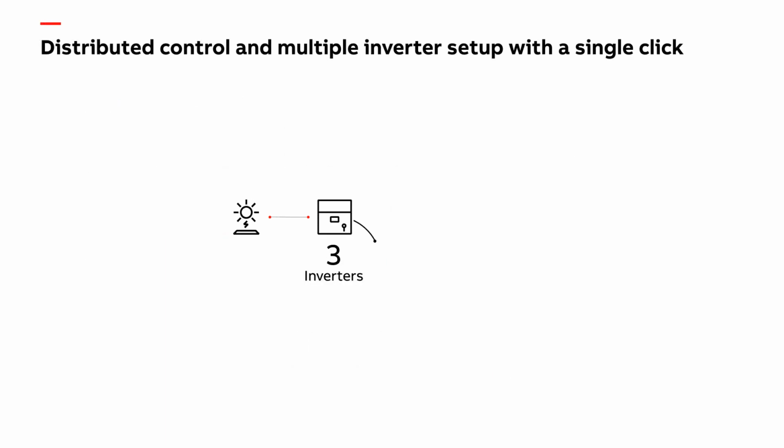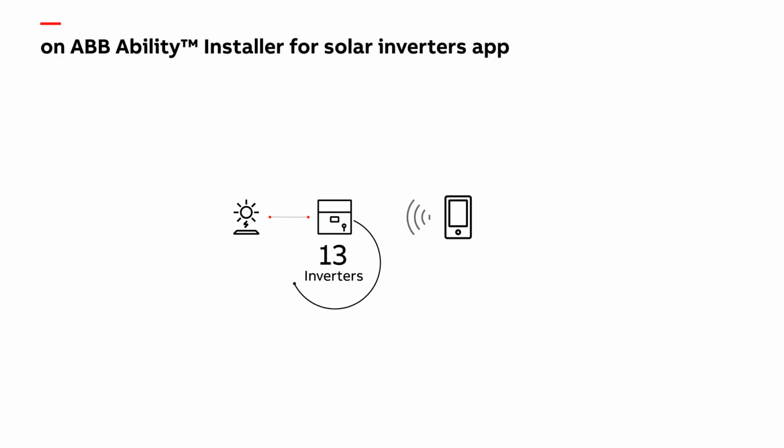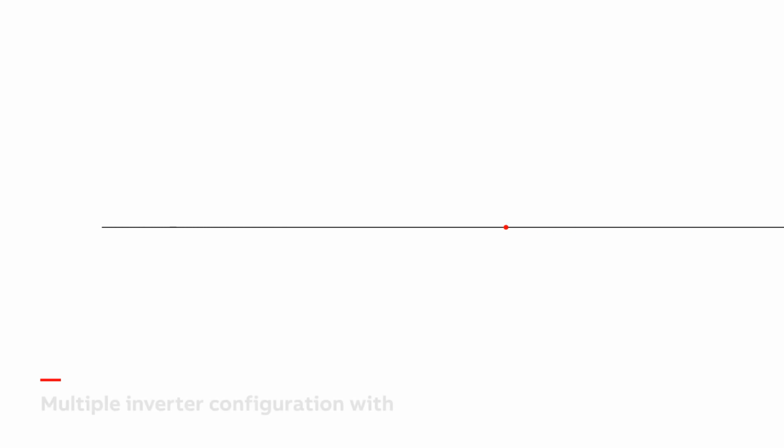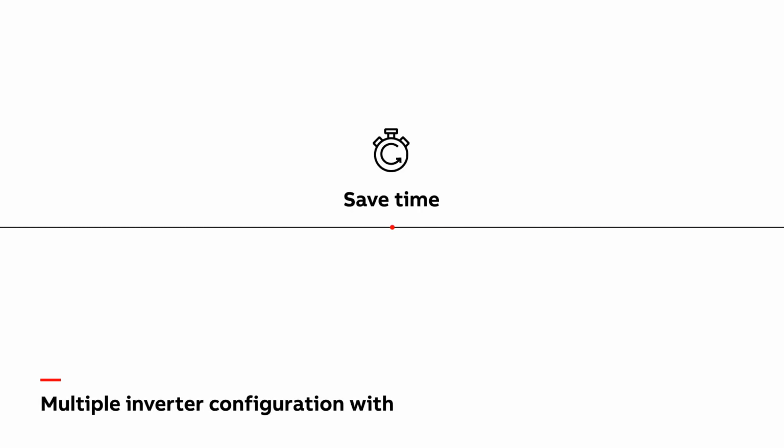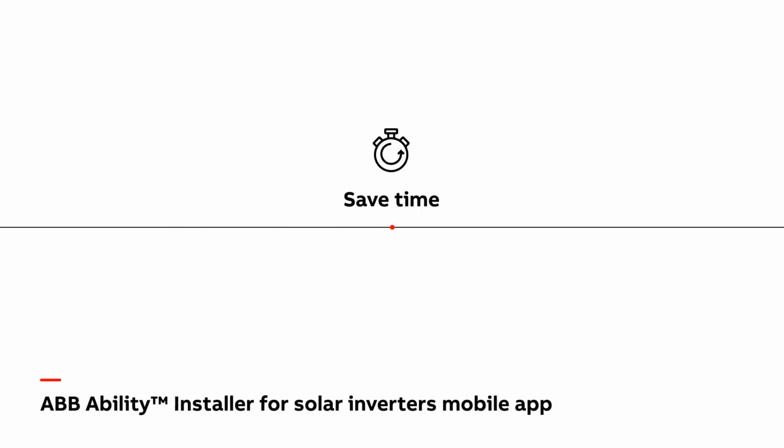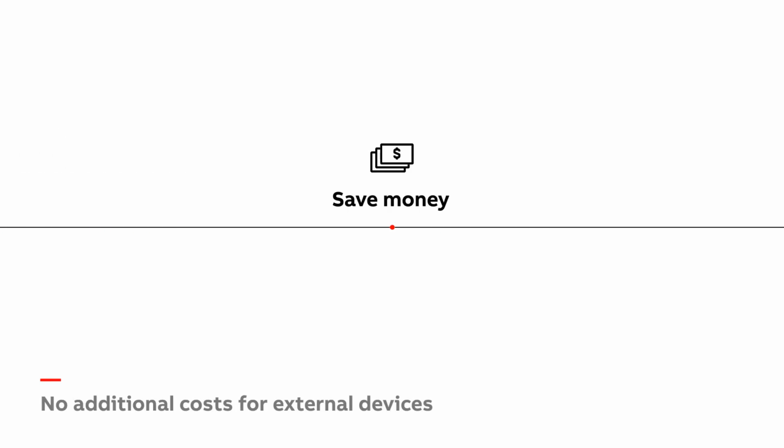Distributed control and multiple inverter setup can be easily configured on up to 15 inverters at once, with just a simple click on both Android or iOS devices. So, save your time with contemporary operations on multiple inverters through the ABB Ability Installer for Solar Inverters app. Save your money, as no additional costs for external devices are needed.